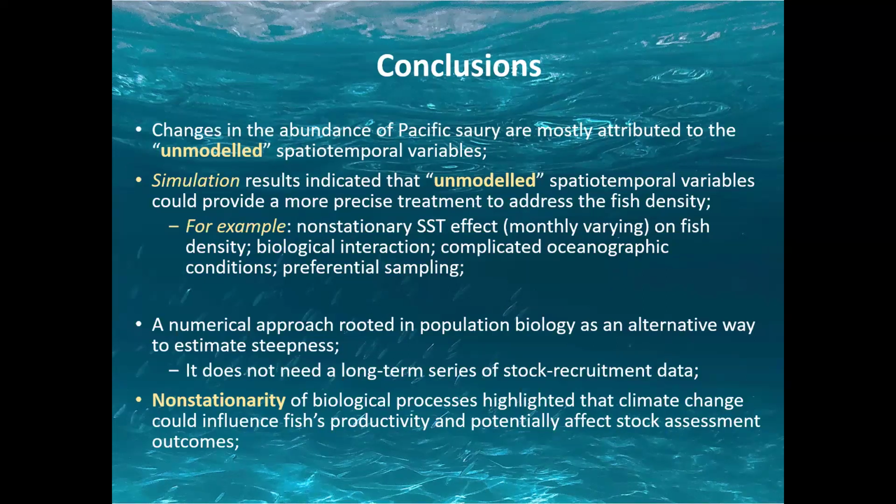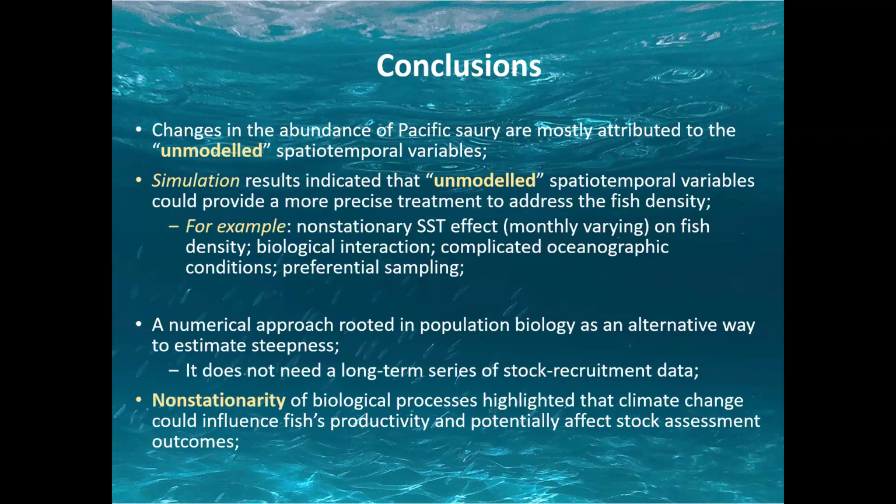So the simulation result also indicates the unmodeled spatial temporal variable could provide a more precise treatment to address the fish density. It's because the unmodeled variable can explain, for example, the non-stationary density effect and the monthly variation on the fish density, the biological interaction, and some complicated oceanography effect over the preferential samples. So the unmodeled spatial temporal is very strong. Maybe it can explain a lot of the things across the space.